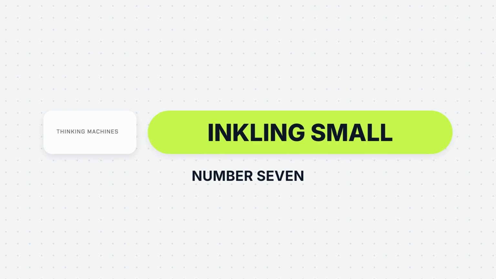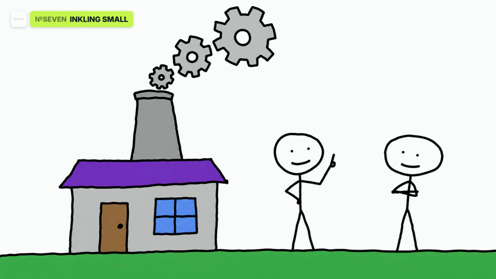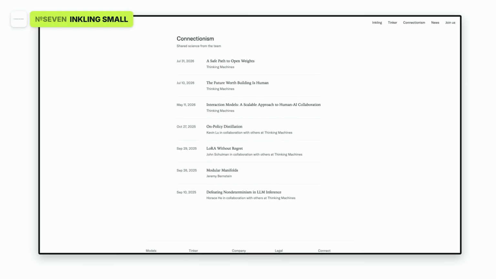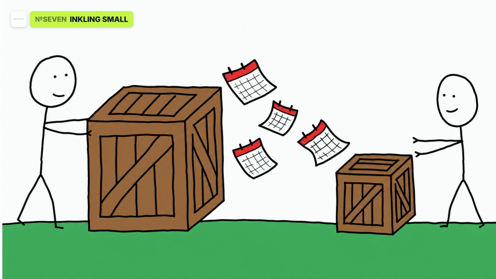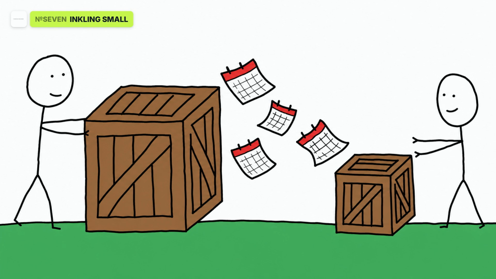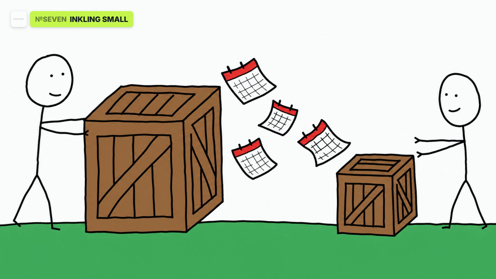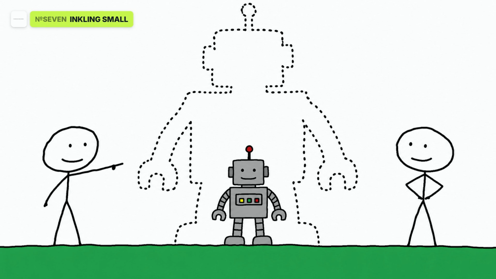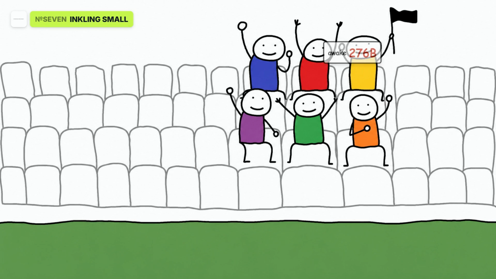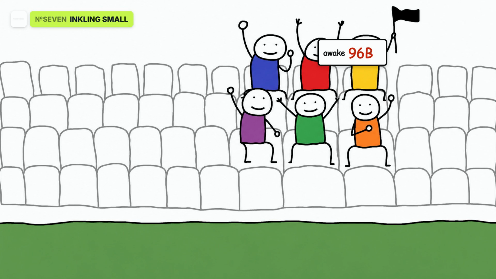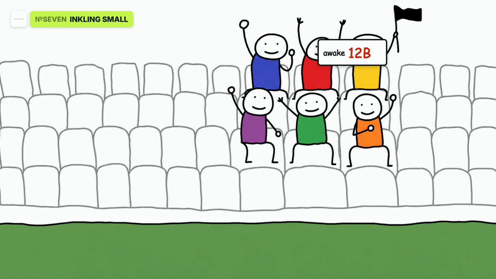Thinking Machines Lab, the startup run by OpenAI's former chief technology officer, shipped this completely open-weight model just 2 weeks after they dropped the massive original Inkling. It sits at 276 billion parameters total, which is roughly a quarter the size of its predecessor. But the clever part is that only 12 billion of those parameters actually wake up to process any given word.